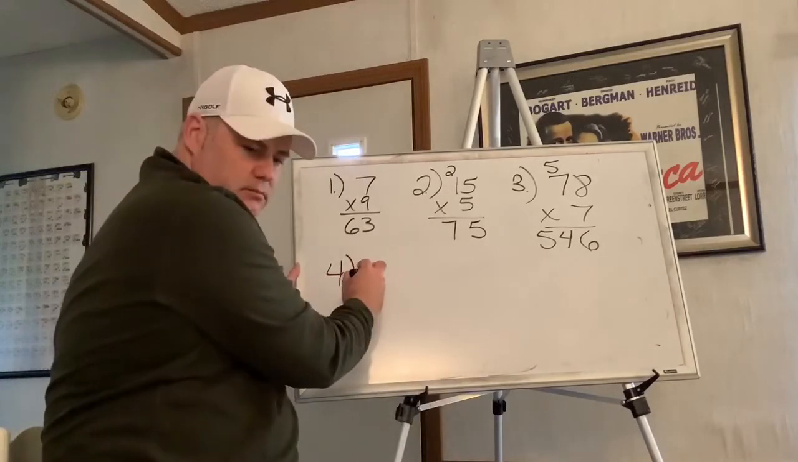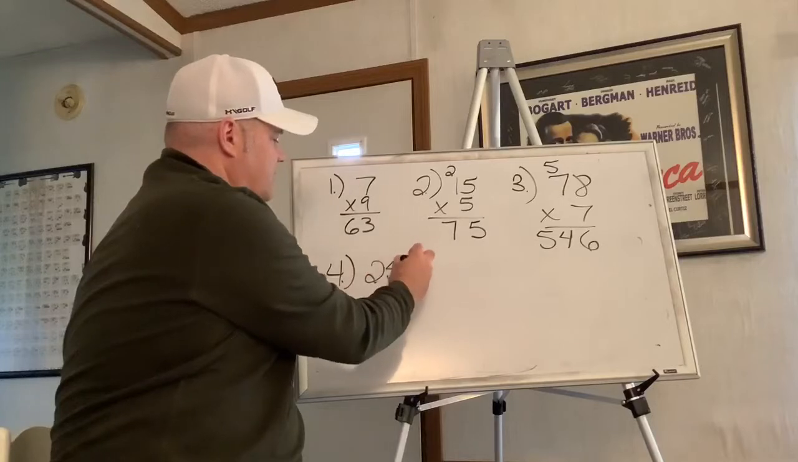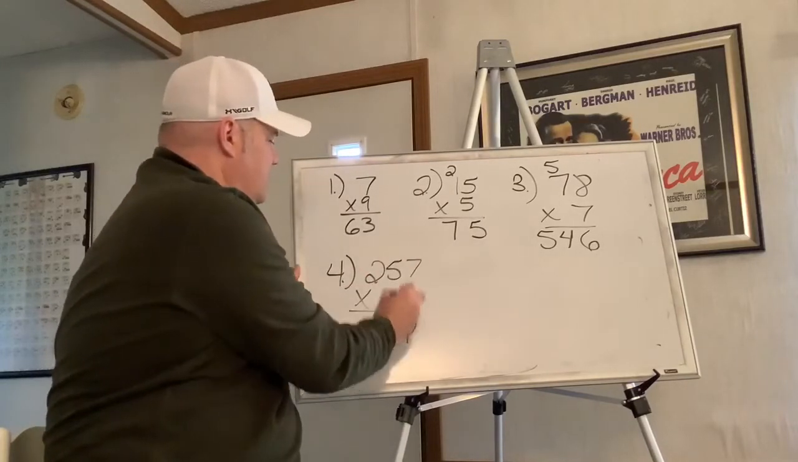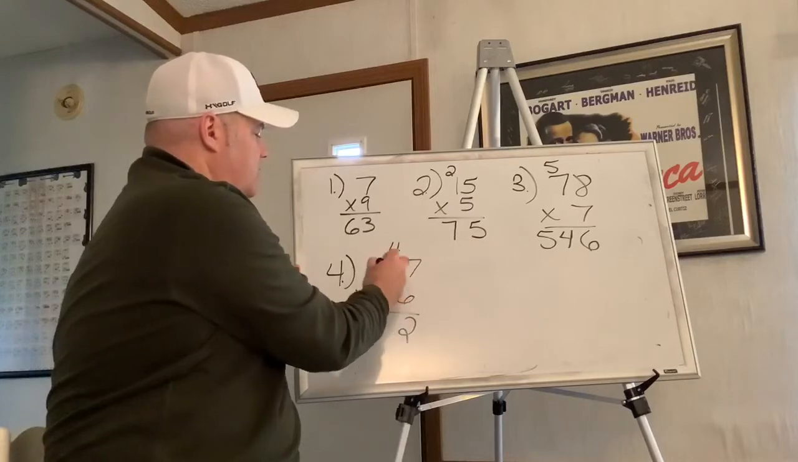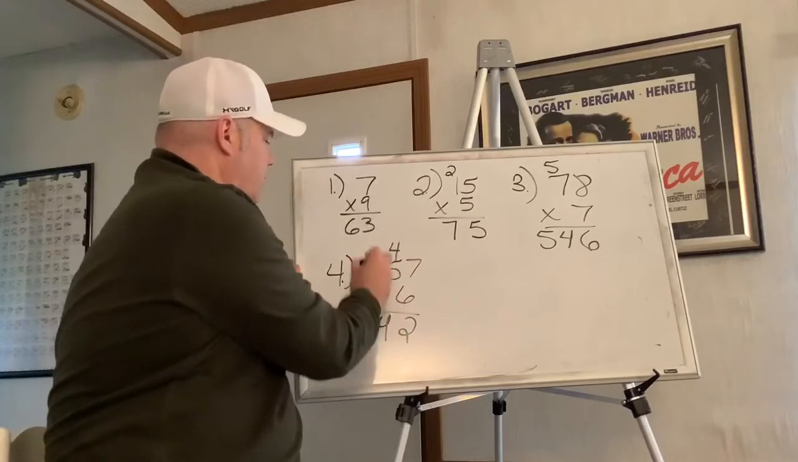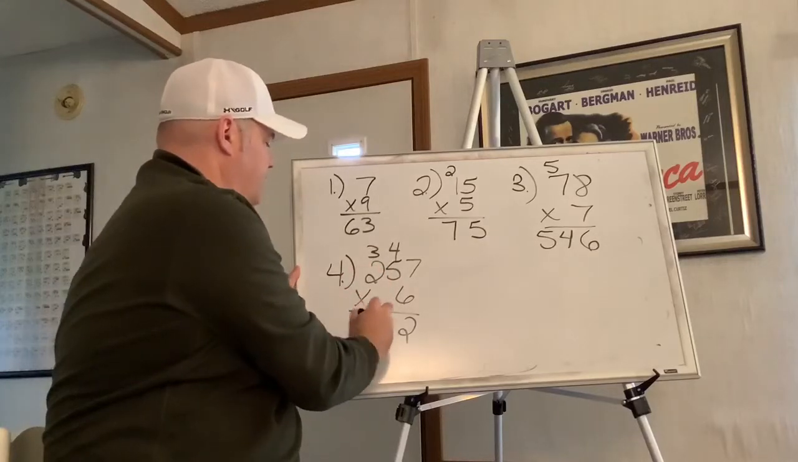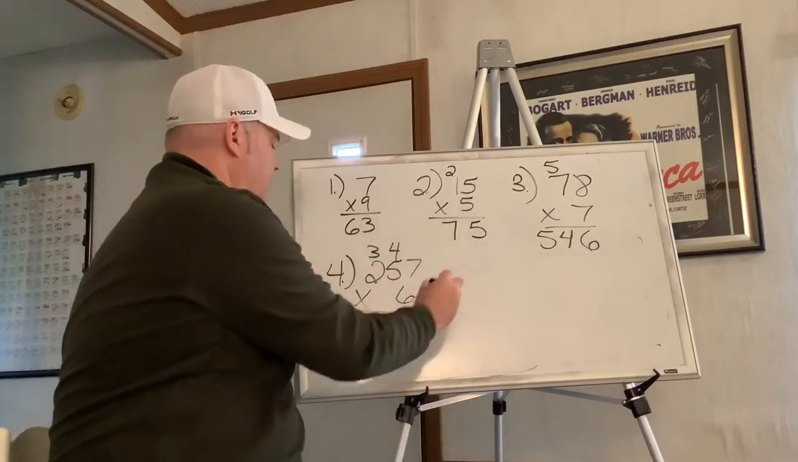Number 4. 257 times 6. Okay, so 6 times 7 is 42. Carry the 4. 6 times 5 is 30. Plus 4 is 34. And 6 times 2 is 12. Plus 3 is 15. So 1,542.